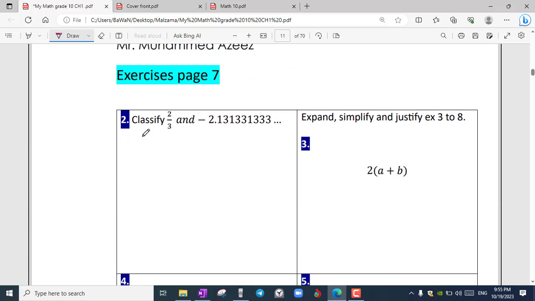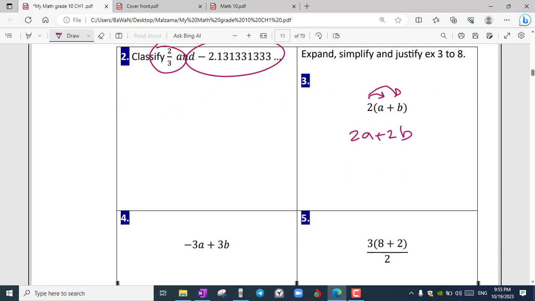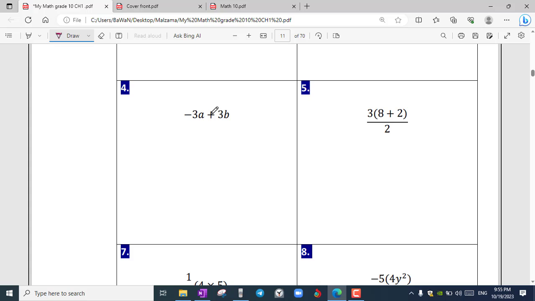There are some exercise. Classify. This is rational. This is irrational. It's going forever and it's not repeating. Expand, multiply the 2 by inside. 2 times a is 2a plus 2 times b is 2b. Negative 3a plus b stays the same because a and b are different variables. We cannot add them or subtract them together.